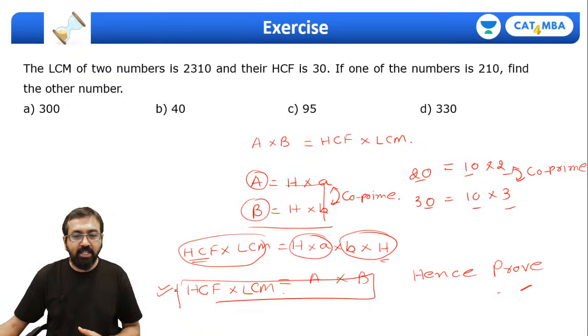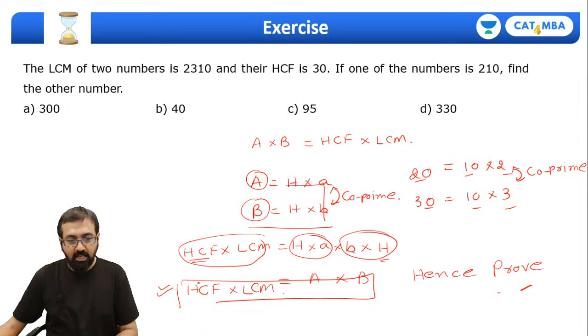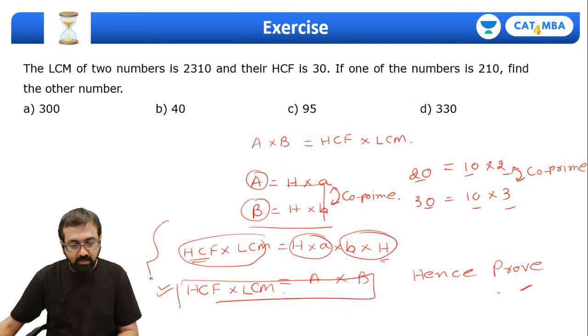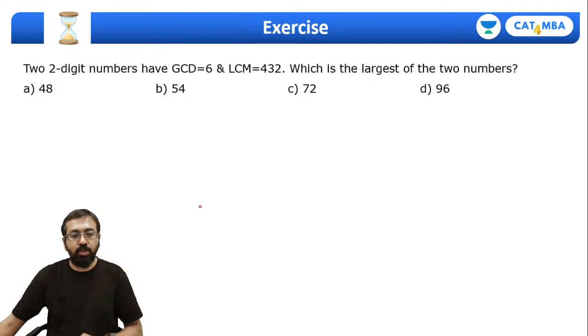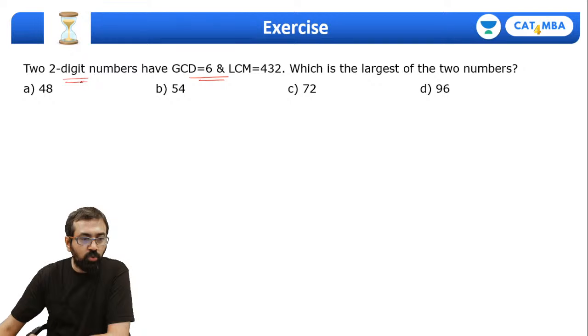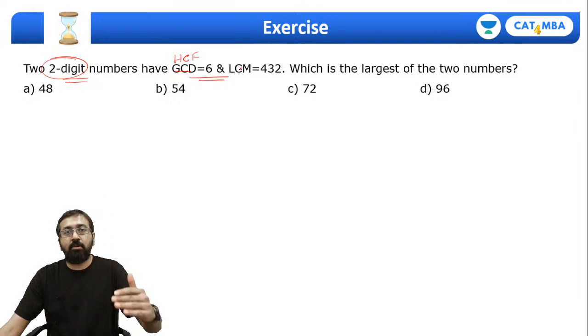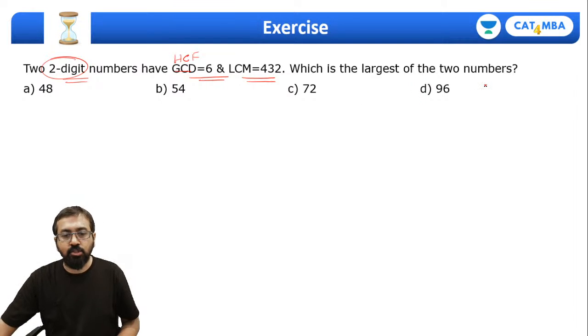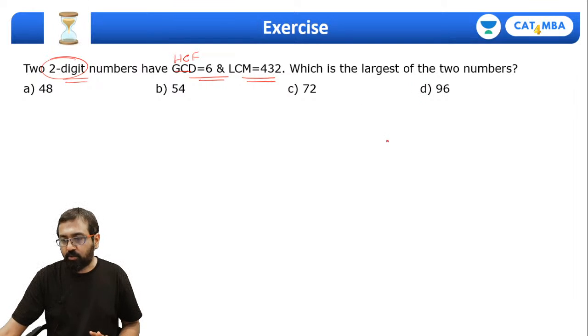So guys, this is how we got this result. Once again, if you want, you can quickly take a screenshot and understand it later on. But we'll require to use this result in the next question. Now let me explain this question. There are two-digit numbers that have GCD, which is nothing but HCF, greatest common divisor or highest common factor, both are one and the same. HCF is 6 and LCM is 432. What is the largest of the two numbers? This is what we need to find out.